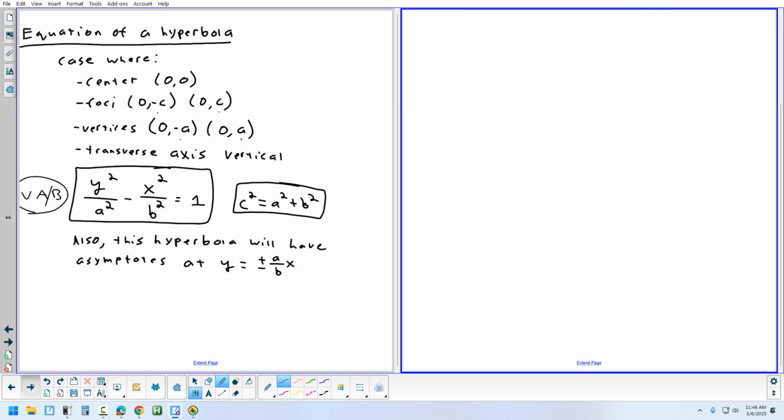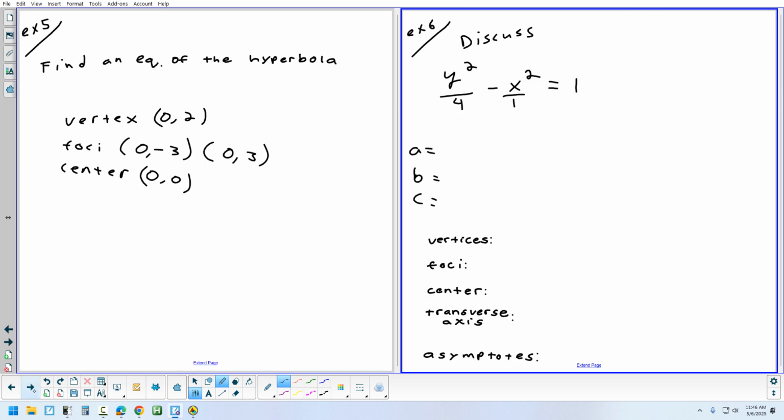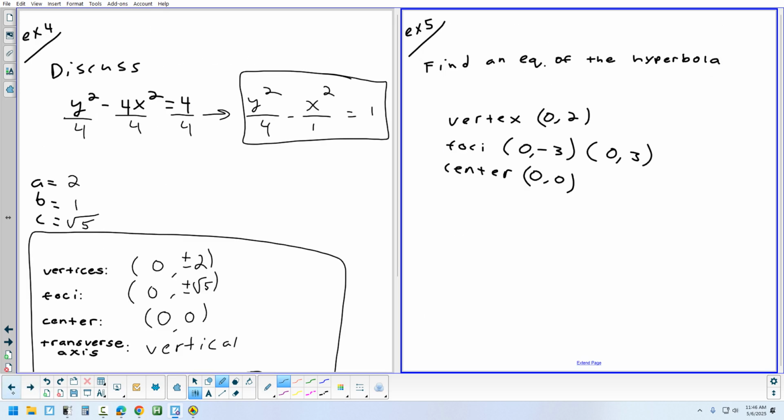All right, let's do finding an equation, and then we'll do shifting. I'll probably skip that one because we've done so many of the discussed ones. We'll do the shifting. Okay, so now find an equation. There's your vertex, your focus, and your center.